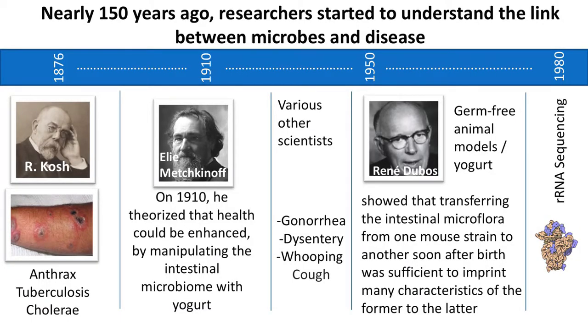Now, in about the 1980s, we started using more of the RNA sequencing technology, the ribosomal RNA, which is a gene that is very conserved in bacteria, and we're able to use it to classify bacteria, and that had a strong impact as well as other technology.